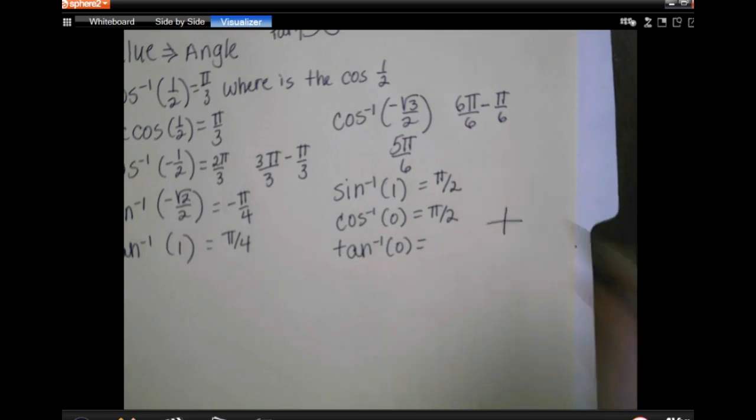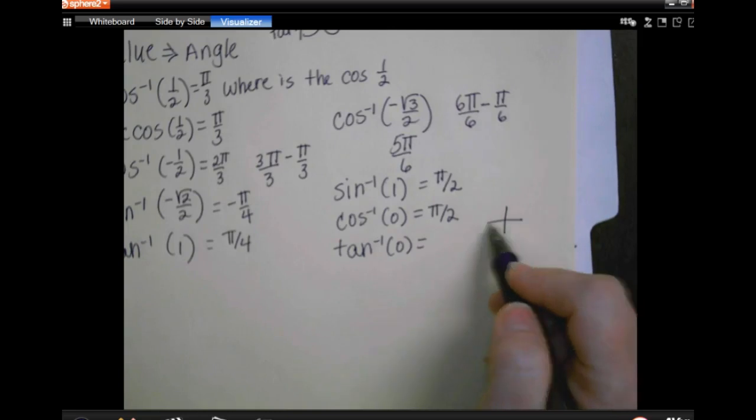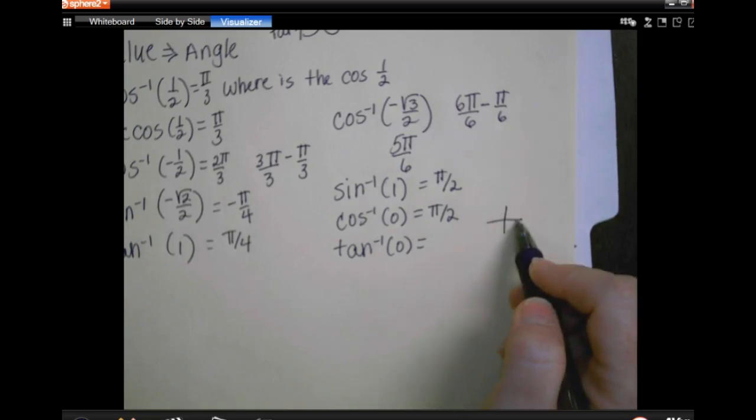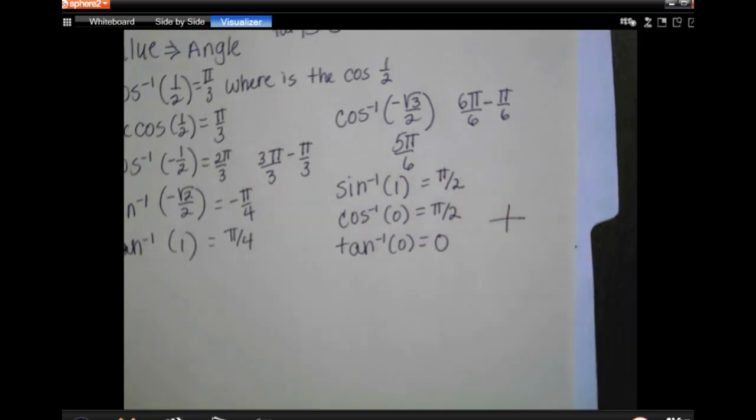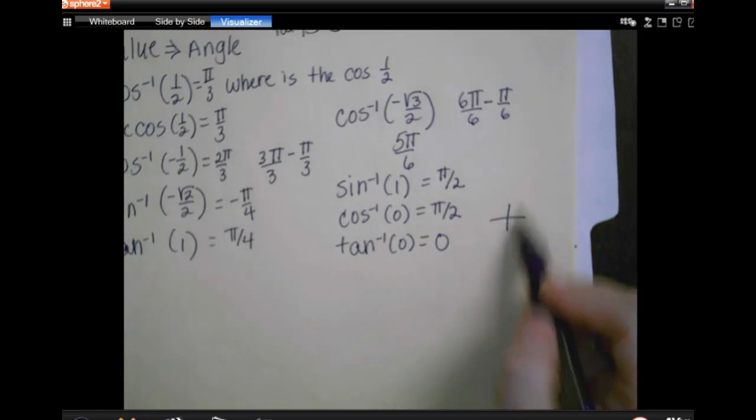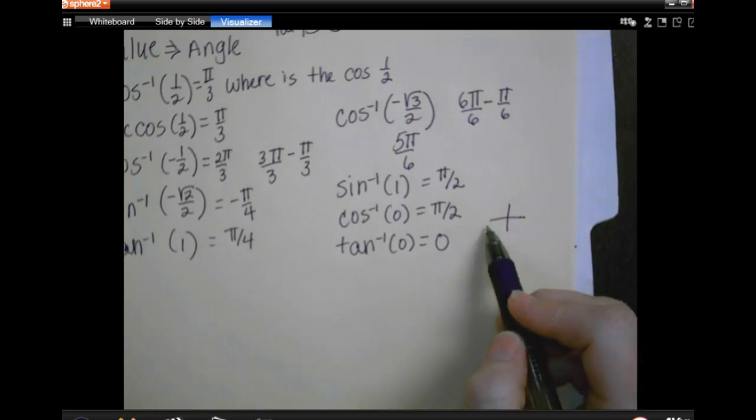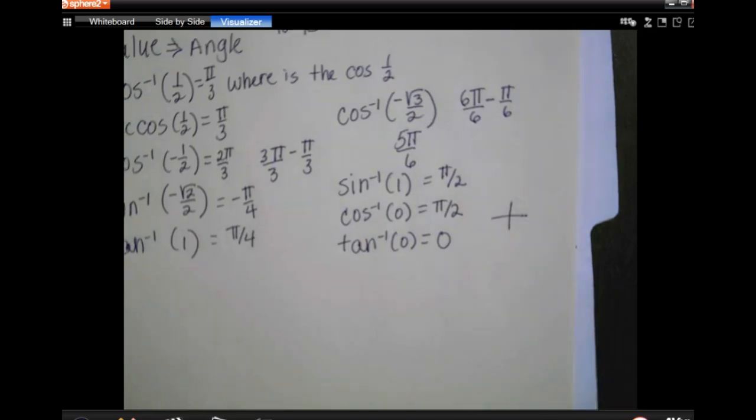If you draw your circle, where is there no y? Right here and right here, right? But it has to be 0, because the sine is restricted to these two. So you can't use this one. You have to use this one.